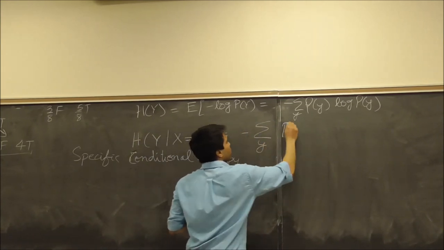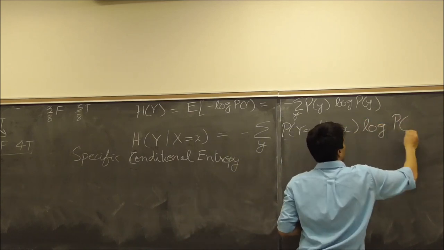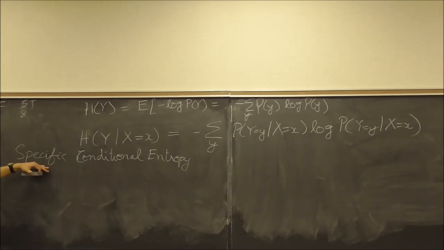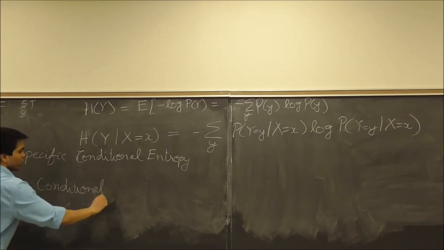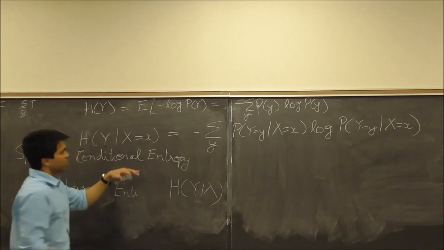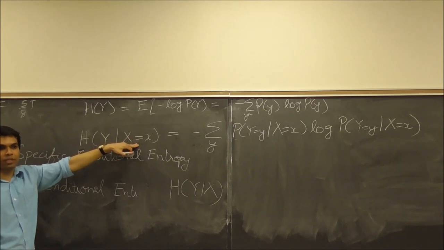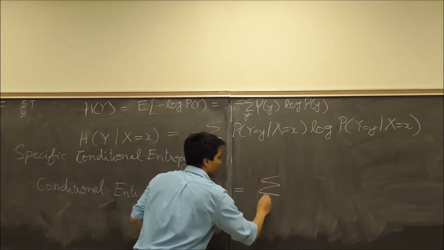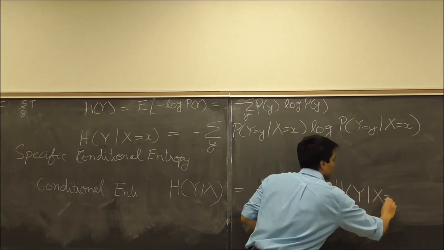Summed over all Y, probability of Y equals little y given X equals little x, times log probability of Y equals little y, and that's negative. So this is specific conditional entropy, and the thing that we're actually going to be interested in is what is commonly called conditional entropy, which is represented as H of Y given X. This was if you knew what X was. What if X was the outcome of a random experiment? So it occurs with some probability, so you take the expected value: sum over all possible values of x, probability X equals x, times H of Y given X equals x.